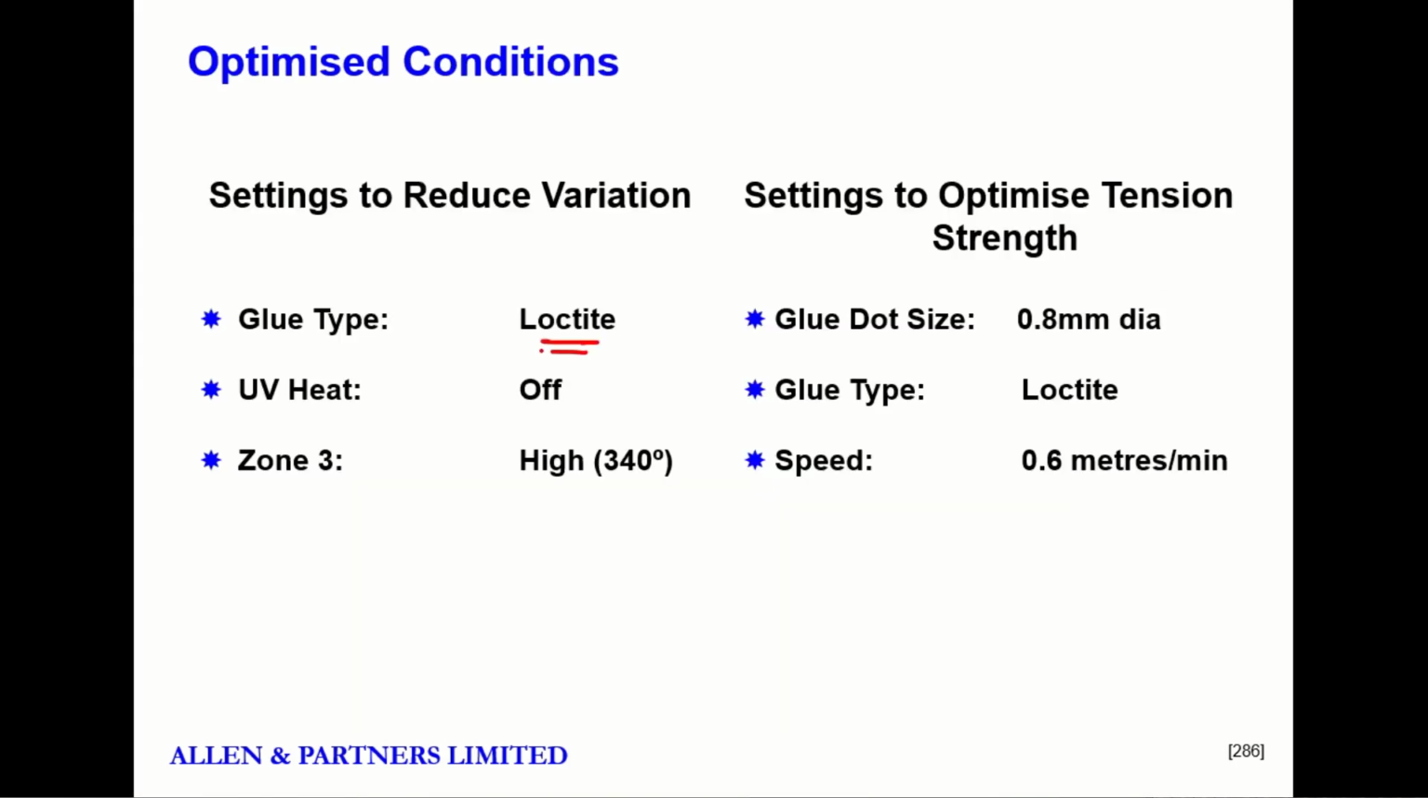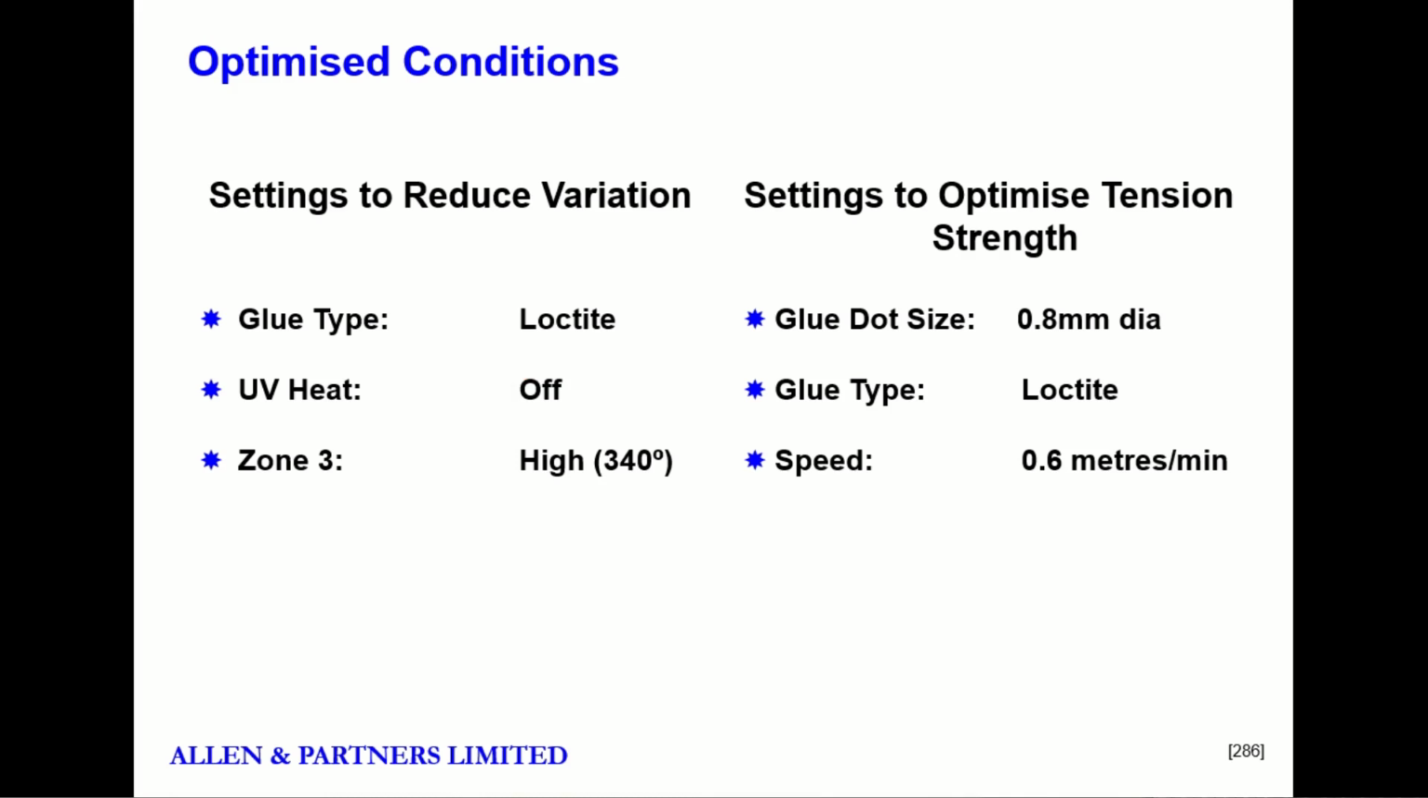To reduce the variability, the best supplier was Loctite. Now, this was really lucky because Loctite was the cheapest supplier. They weren't the current supplier, by the way. Horias were the current supplier. We then changed to Loctite. Another good thing, the ultraviolet light could be switched off. We were paying fortunes for the ultraviolet lamps to run this process. All of that money could be saved along with the electricity.